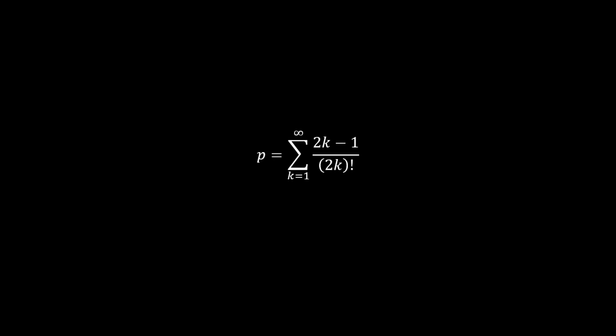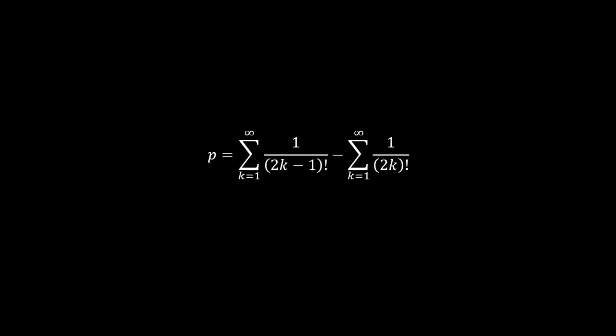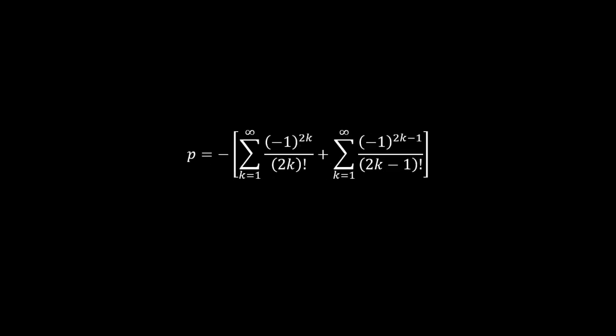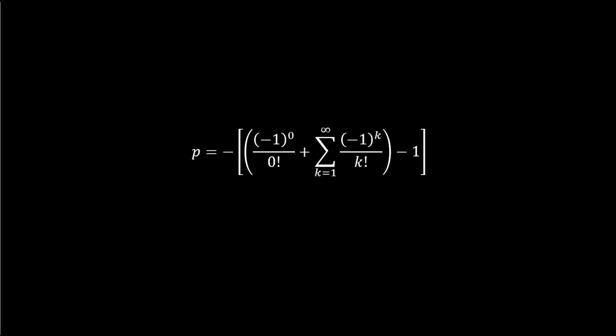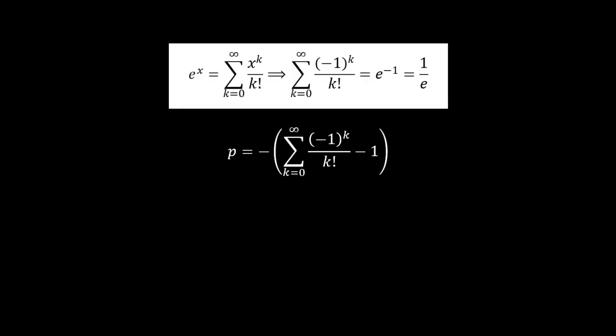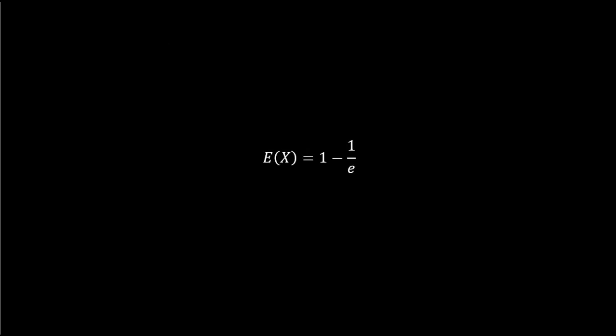First, we split the series into two parts, then simplify the first part as shown. Next, factor out the negative sign and rewrite both series as shown. After this, combine the two series. At this point, we introduce an extra term to shift the starting index. Finally, notice that the derived series is the Taylor series of the reciprocal of Euler's number. Therefore, the probability p, which is also the expected value, is equal to 1 minus the reciprocal of Euler's number.